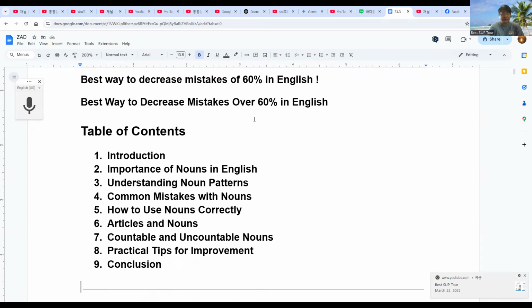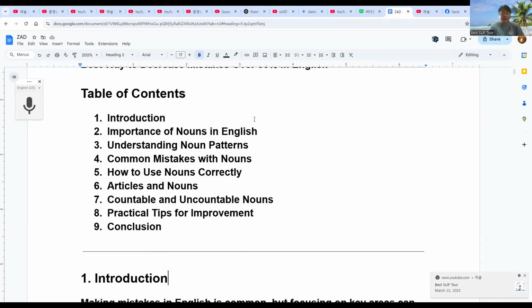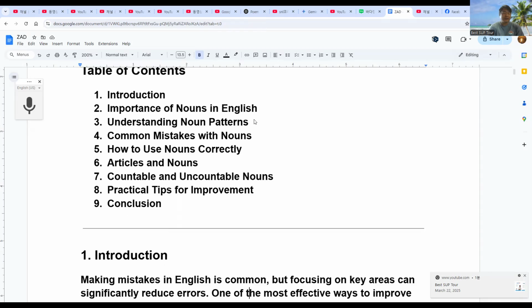Table of contents. Introduction. Importance of nouns in English. Understanding noun patterns. Common mistakes with nouns. How to use a noun correctly. Articles and nouns. Countable and uncountable nouns. Practical tips for improvement. Conclusion.